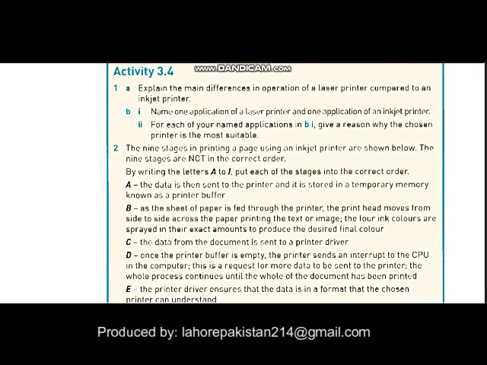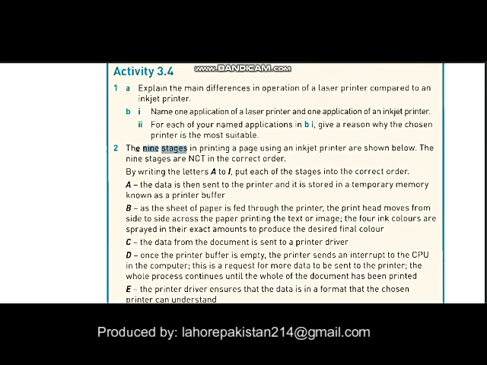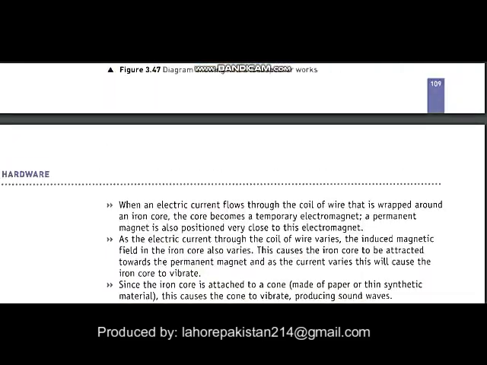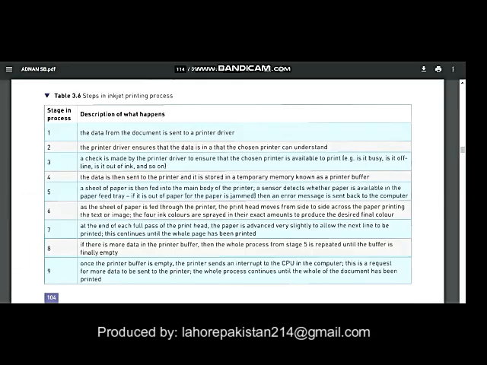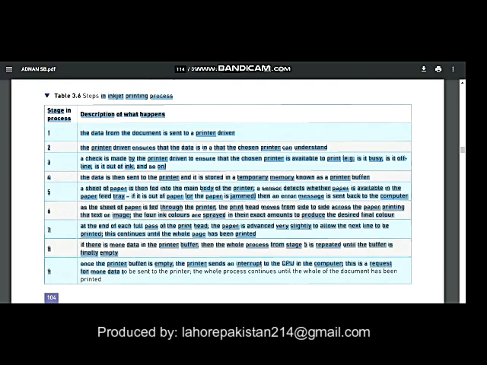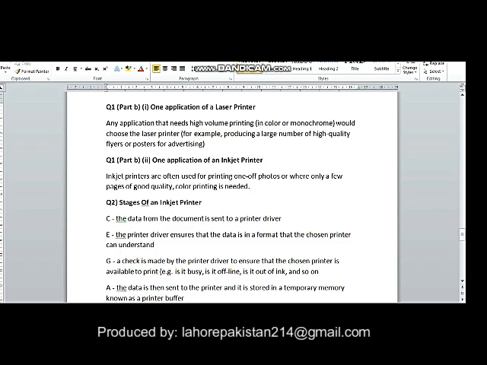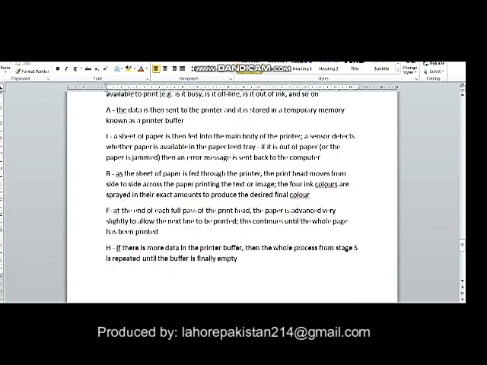Now in question number 2 you have been given 9 options and you have to rearrange them, and these options are related to the working of an inkjet printer. They are jumbled up over here, but you can see that on page number 104 of your book, all these processes of inkjet printers are written in one sequence. So the correct answer will be C, E, G, A, I, B, F, H.